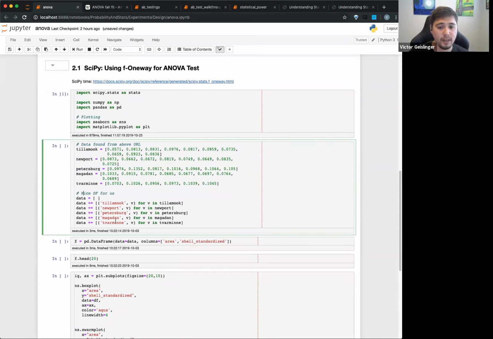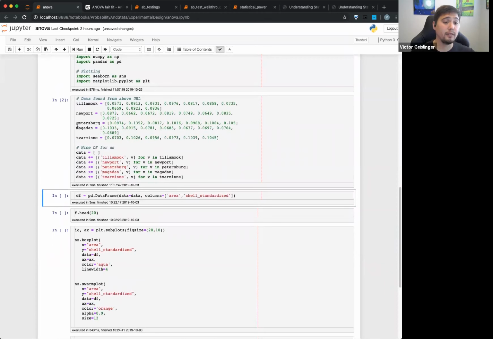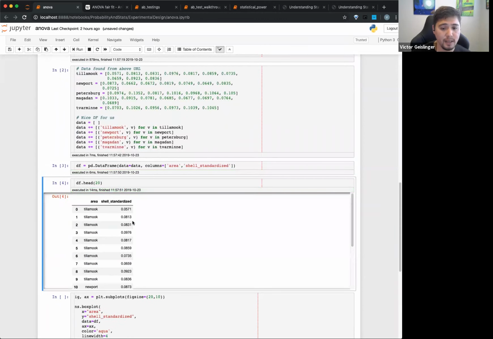These are the different normalized values for, in this case, I think, mussel shells, so the different sizes of the mussel shells. We're just asking: are these different values? They come from different areas. Do the mussel shells differ from each other, at least in size? I'm just creating this dataset. This is not normally what you do. You'd already have the data fed in from a CSV, but I'm putting this here because it's already from an example. Then it's basically a data frame, and you can see our data frame has a different area, and then the shell, which is a standardized value, just to make it easier and more typical.